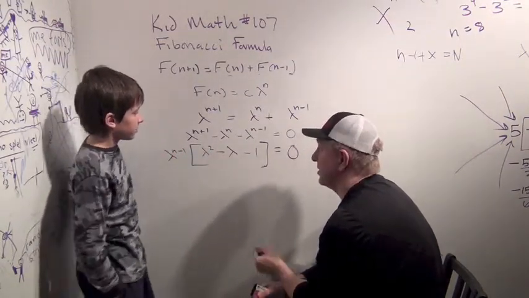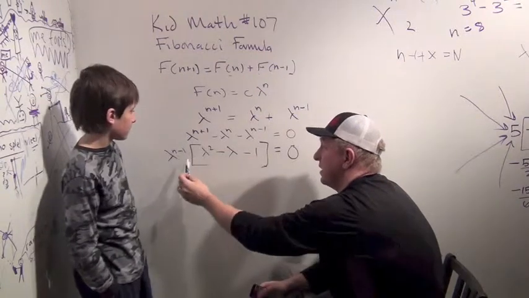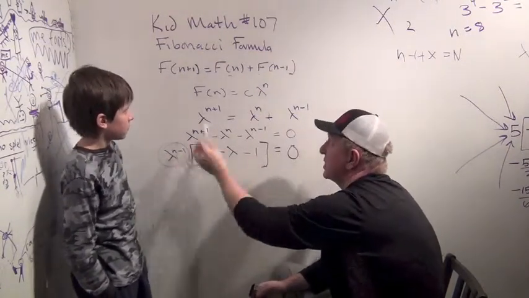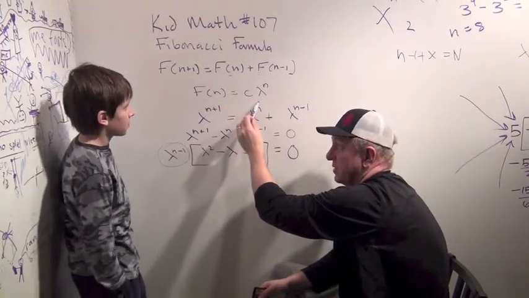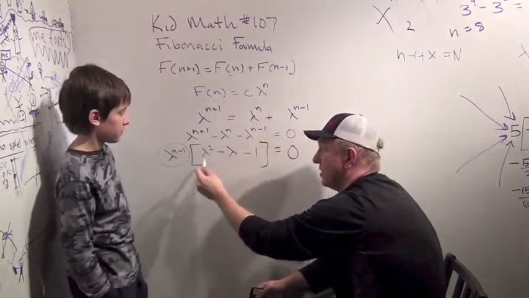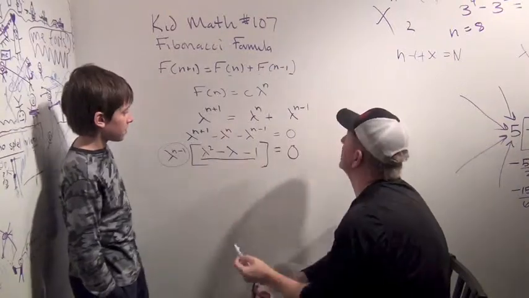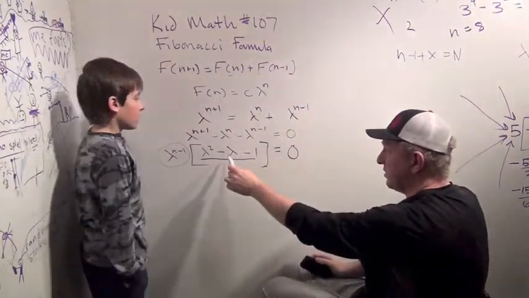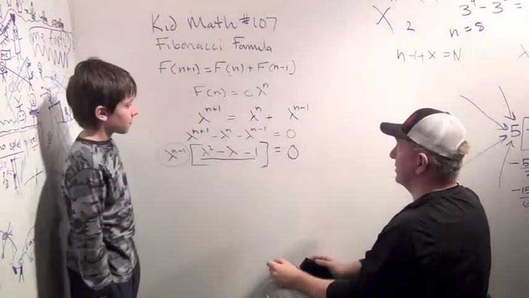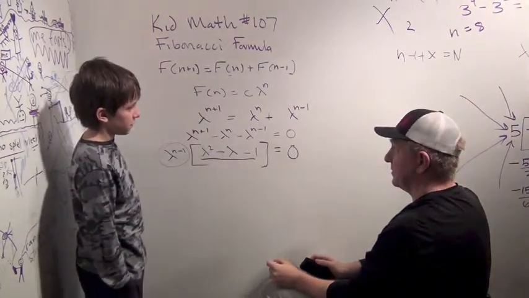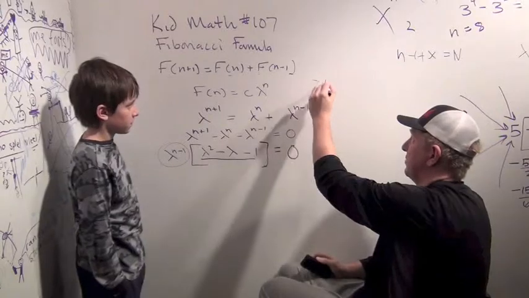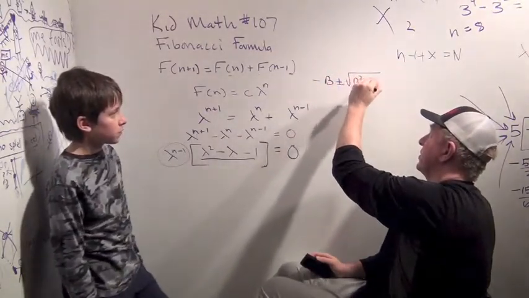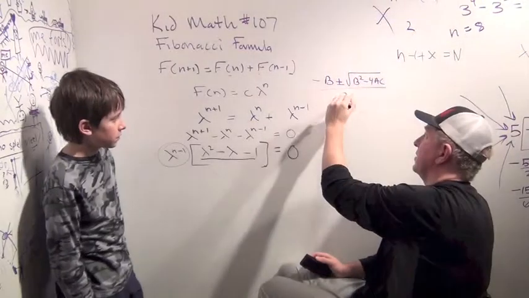It's just a quadratic. So if this product equals 0, either this is 0, which just means lambda is 0, which again produces a not very interesting sequence, or this is 0. How do we solve this equation? How do we find when this equation is 0? Well, we can use our quadratic formula, which says negative b plus or minus the square root of b squared minus 4ac over 2a.